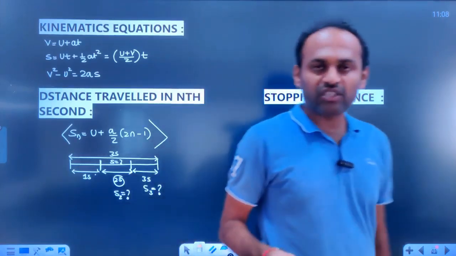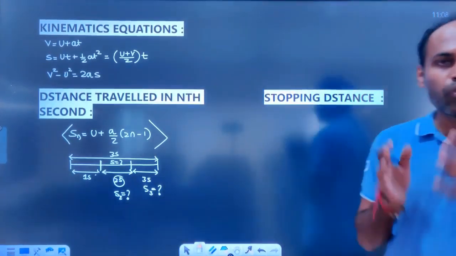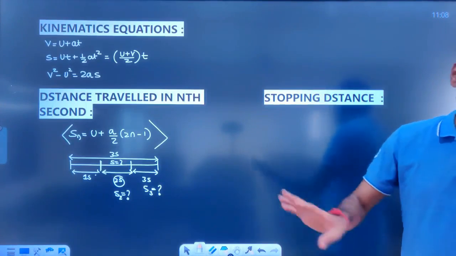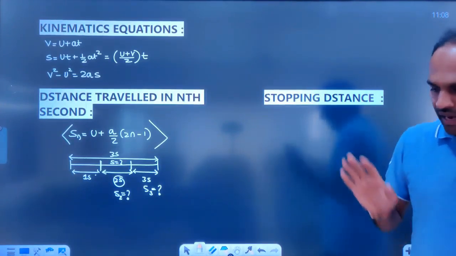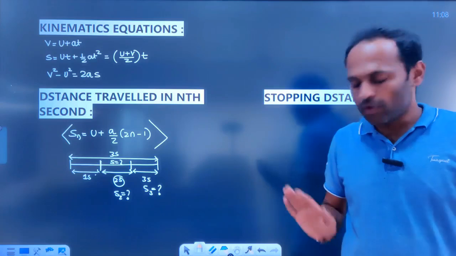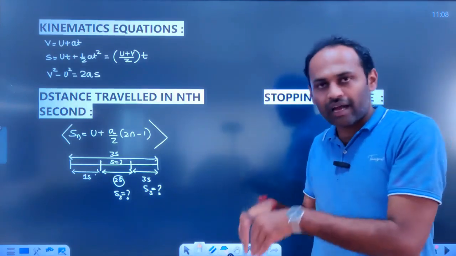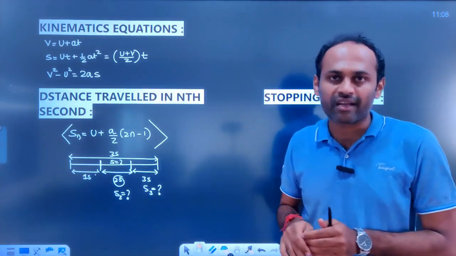Okay, next, stopping distance. See, what does this stopping distance mean? For any moving body, for example if a car is moving and if you want to stop the car and you apply the brakes to the car, the car will not stop instantly at that same position the moment you apply the brakes.